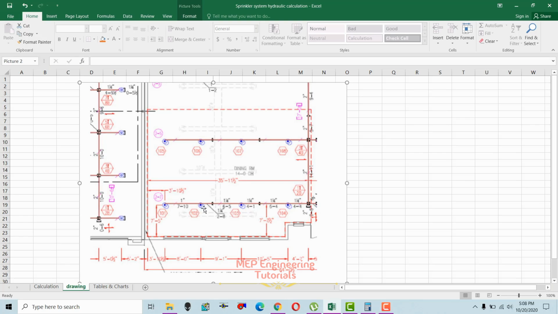You can see the distance between the sprinklers is mentioned here, and these are the branch lines, and this one is the cross main. We have to calculate up till this point. So I'm going to do hydraulics up till this point. I have divided the drawing into different sections, that is 101, 102, 3, 4, 1T and 3T. Just for easiness, we have divided this drawing into different sections.